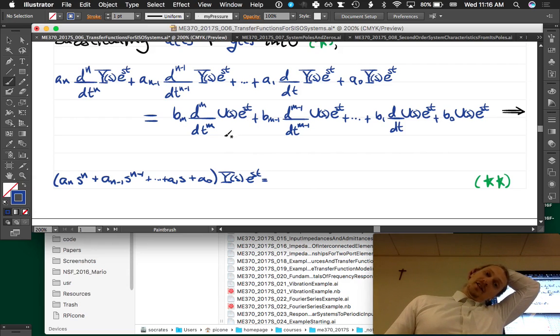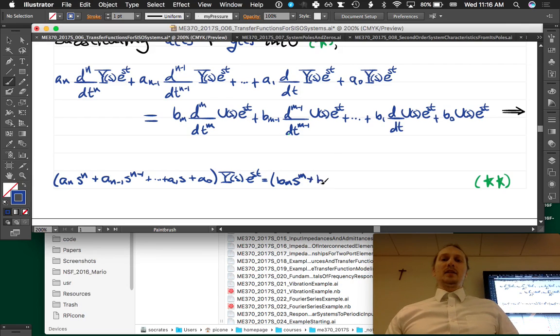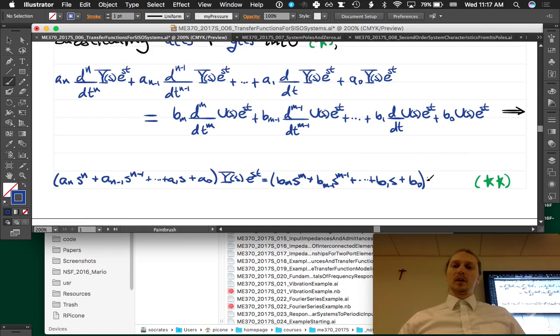Okay. So the right-hand side is almost the same. We're going to have b_m multiplied by the time derivative of u of s e to the st. Once again, u of s is a constant with respect to time, so we can factor that out. And this time derivative of e to the st is just going to yield an s to the mth power times e to the st. But once again, e to the st shows up in every term, so we'll factor that out as well. So b_m s^m plus b_(m-1) s^(m-1), plus dot dot dot, b_1 s plus b_0, times u of s, which was in every term.